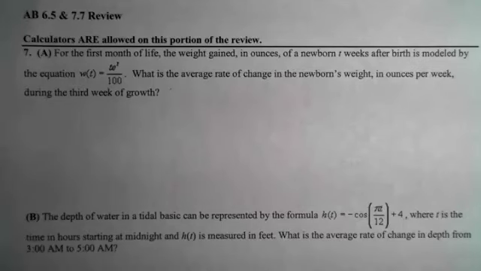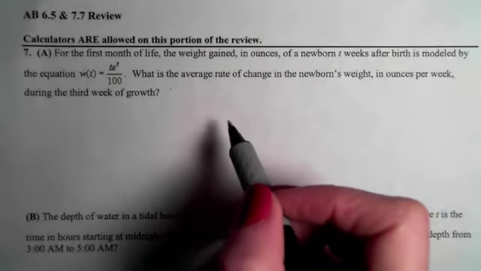This is the 6-5 and 7-7 review, number 7, and calculators are allowed. So if we look at this one, it says for the first month of life, the weight gained in ounces of a newborn 2 weeks after birth is modeled by this equation. Then the question is, what is the average rate of change in the newborn's weight during that third week of growth? So a few things that are built into here can be a little tricky.